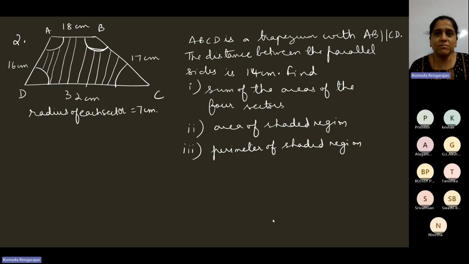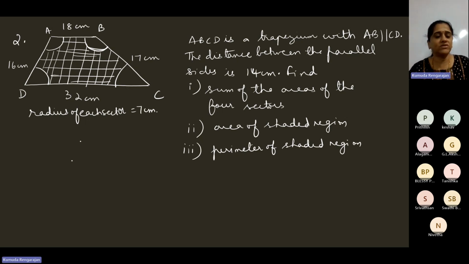Area of the trapezium minus the area of the four sectors. The shaded region, I mean the striped region, the checked region. I have not shaded it actually. When I say shaded region, I'm talking about this region. The area of this checked portion will be the area of the trapezium minus the sum of the areas of the four sectors. Correct?